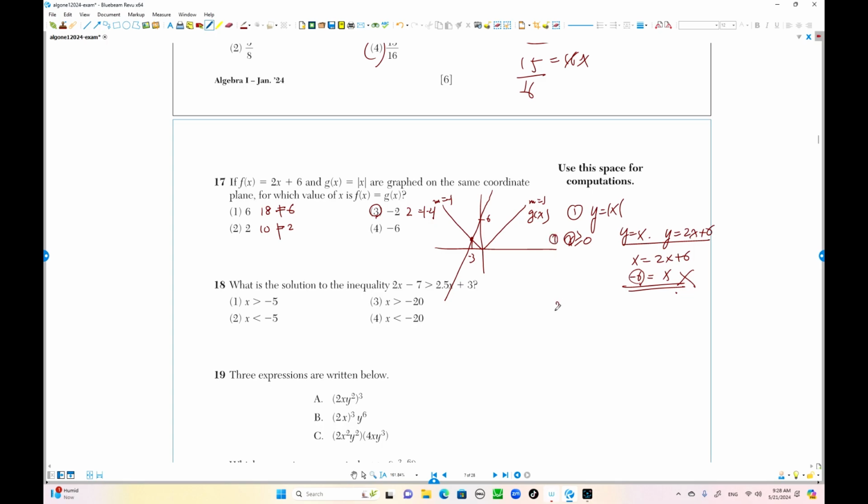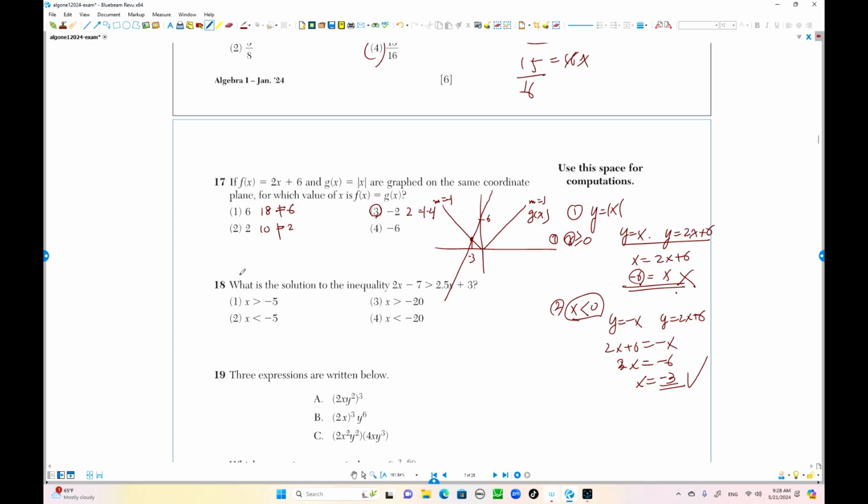Okay. Second one is x less than 0. You got this one: y equals negative x. The other is y equals 2x plus 6. You solve this. Okay, 2x plus 6 equals negative x. 3x equals negative 6. X equals negative 2. Okay, negative 2 satisfies this one. Okay, x is less than 0. So that's why we got the negative 2.